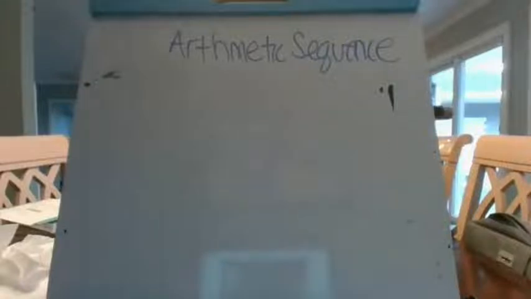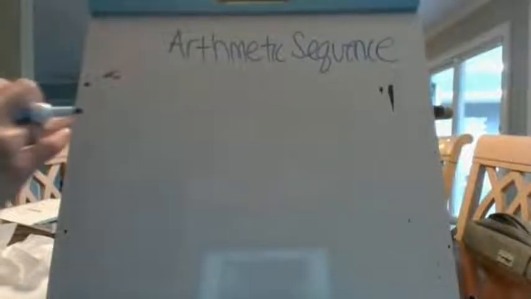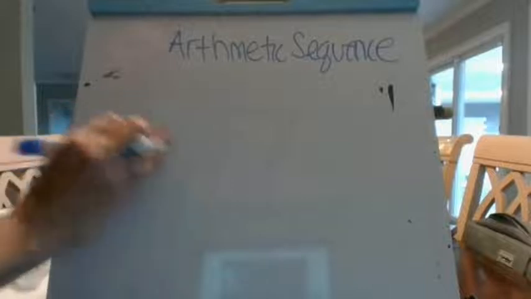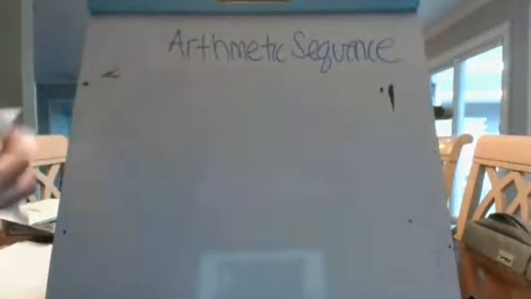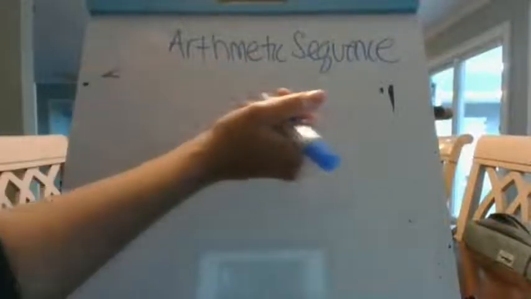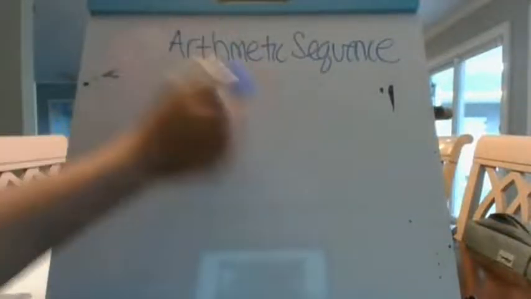All right, so we're going to start talking about different types of sequences, and there's two different types of sequences. We have something called an arithmetic sequence and then something called a geometric sequence. So this video is going to show you a little bit about an arithmetic sequence. So an arithmetic sequence is a series of numbers that have a common difference between one number to the next.